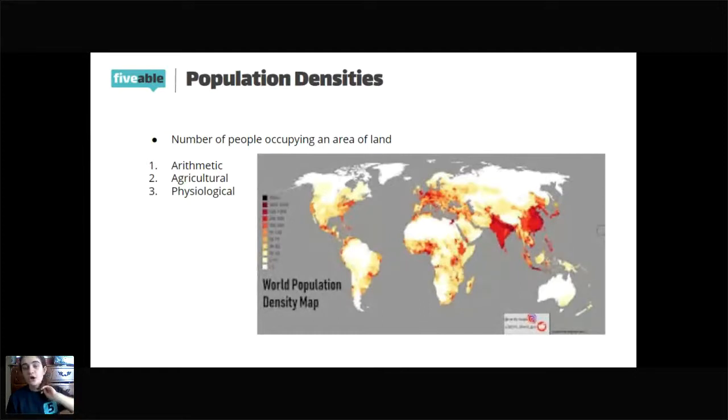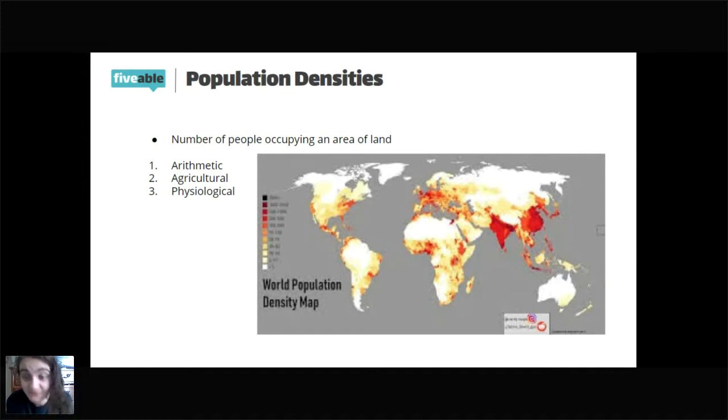Okay, let's do some questions. Can you guys tell me one of the definitions of each one? Choose one of the population densities and tell me what you know about it. What is arithmetic? What is agriculture? And what is physiological density? You have to be familiar with this by now. This is the unit 2 review, and you covered it in your class last semester.